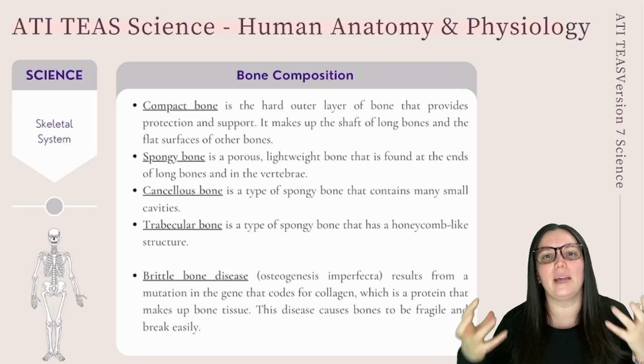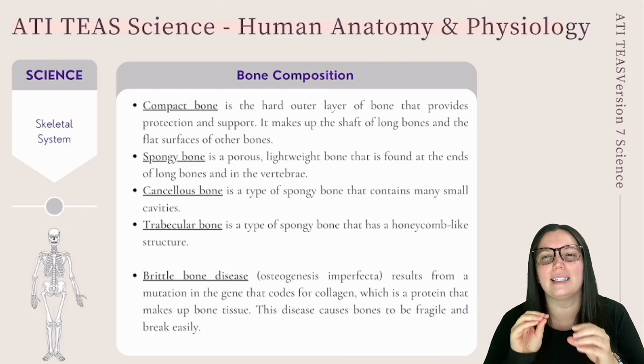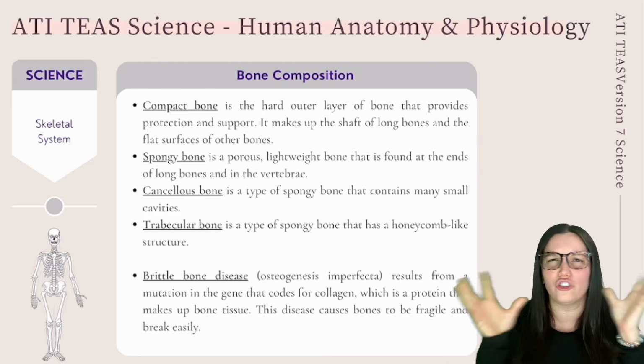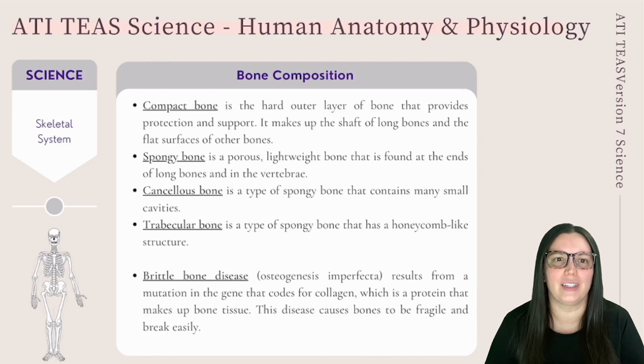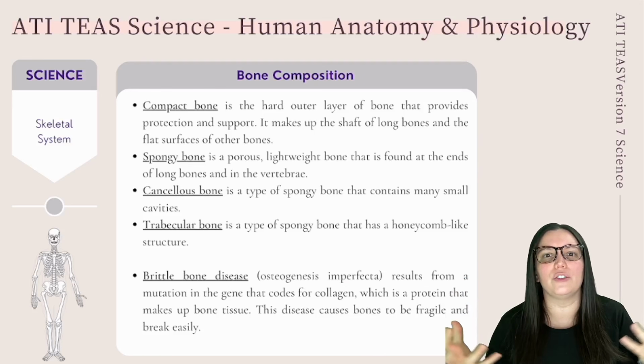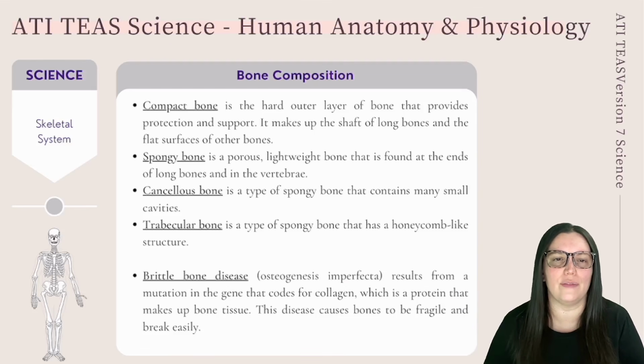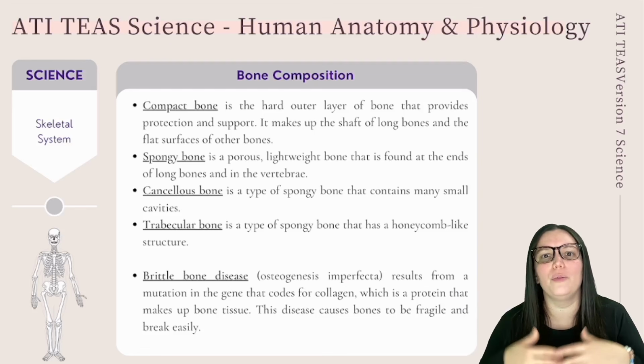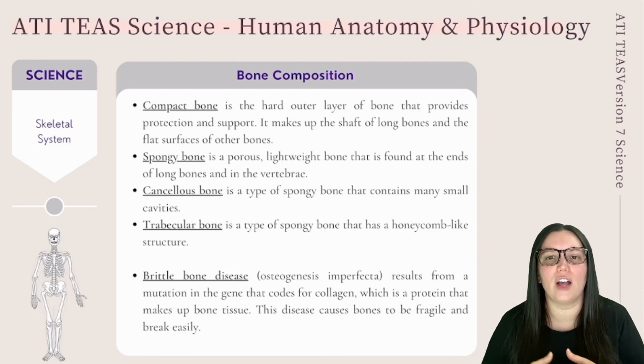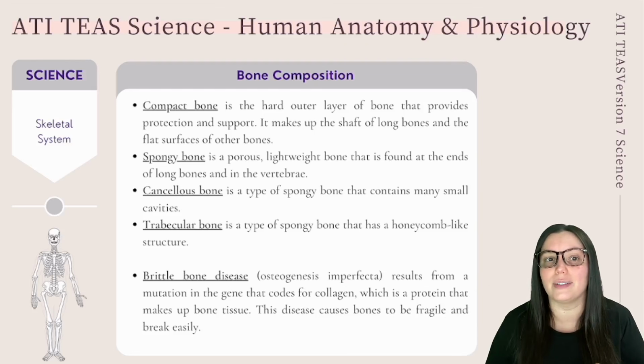Cancellous bone is a type of spongy bone that contains small little cavities. There's just a whole bunch of them in there. And then lastly, trabecular bone is the type of spongy bone that has a honeycomb-like structure inside of it. Bones are also made up of marrow, which is a soft tissue that produces blood cells.